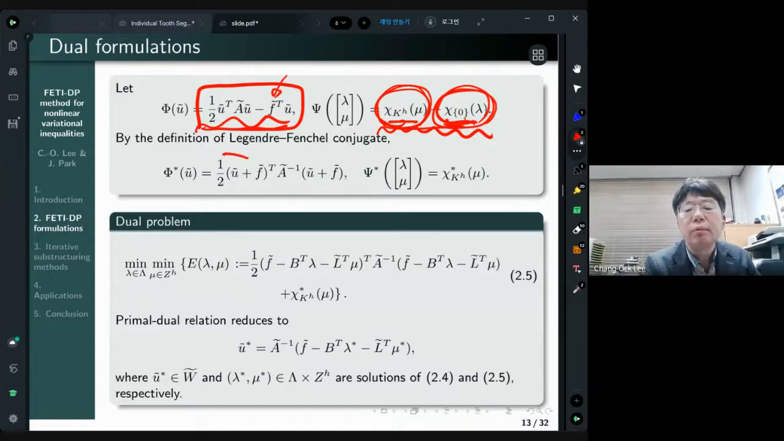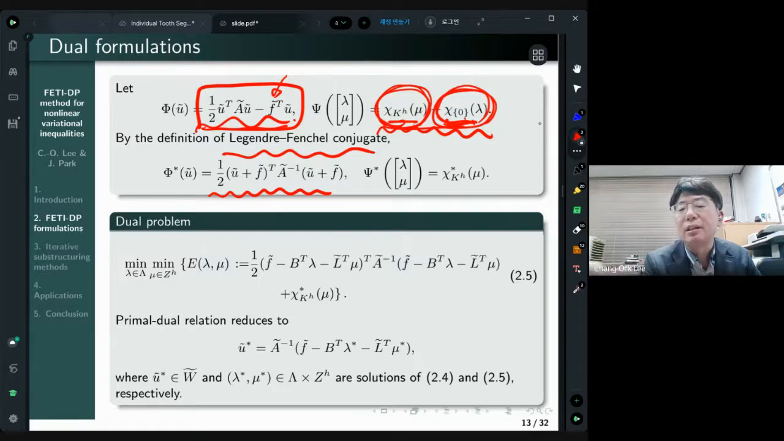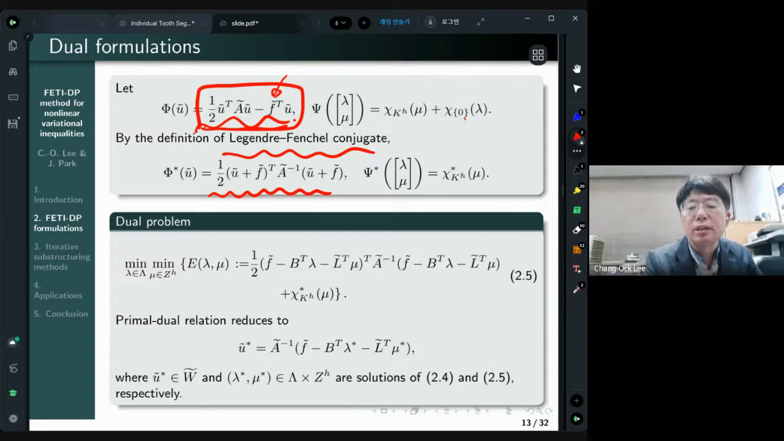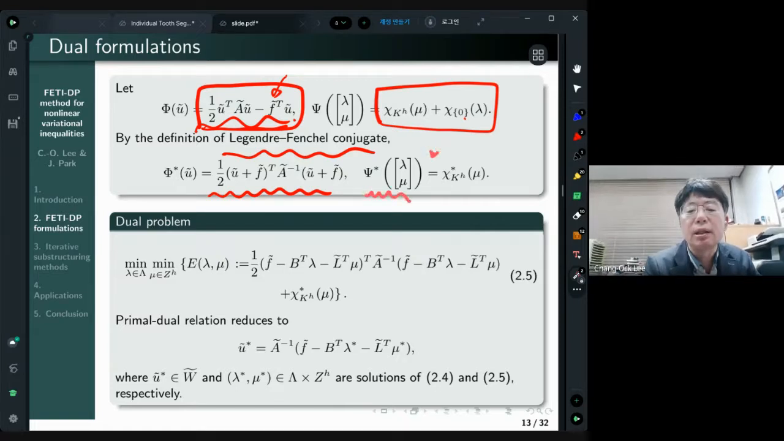Now we consider the Legendre-Fenchel conjugate. For this operator, it's very easy to find the Legendre-Fenchel conjugate with these forms. For this other case, we need some manipulations because this is not a standard function. This is a nonlinear function, so from the nonlinear function we can make the Legendre-Fenchel conjugate of that. Now, using the Legendre-Fenchel conjugate, we have the dual problem, and the dual problem becomes that. The dual problem is only about lambda and mu.